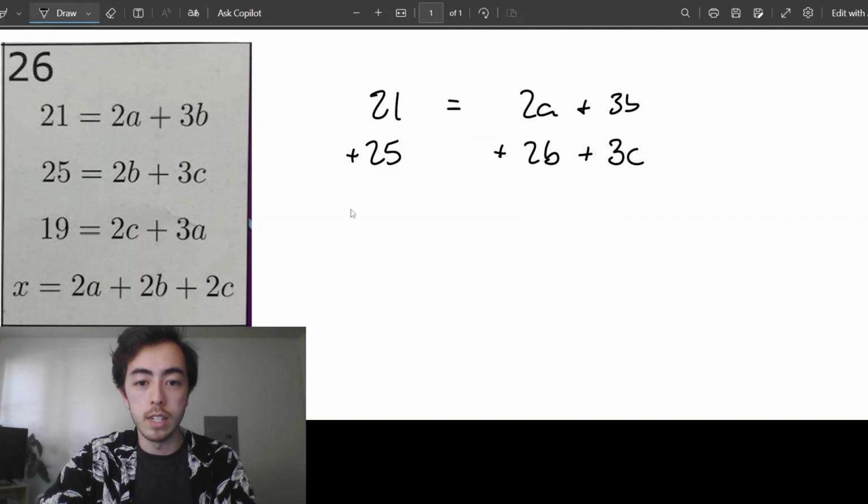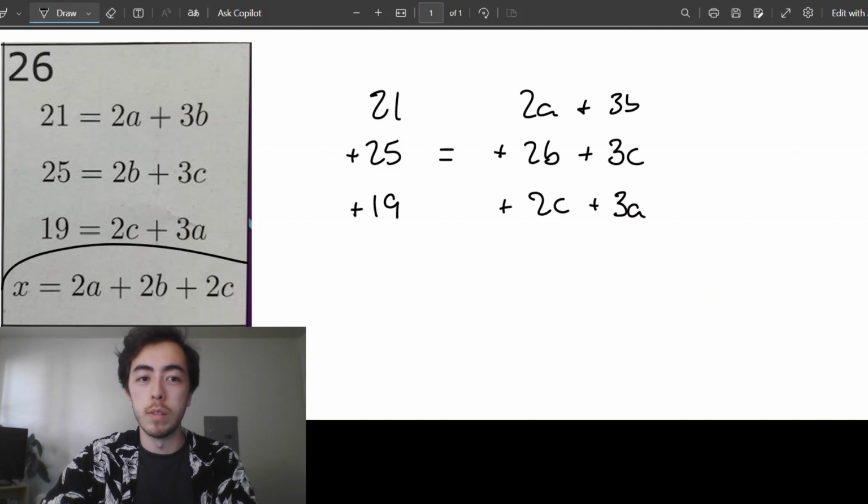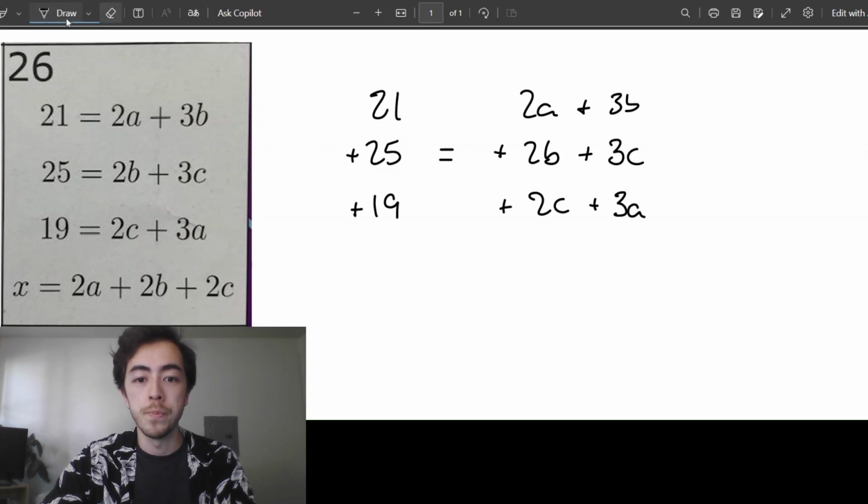I can add the 19 on the left side of my equation, and I'll keep it balanced by adding on 2C plus 3A to the right side of my equation. And the reason why I'm doing this is because I noticed some similarity between what I'm doing now and my target, this 2A plus 2B plus 2C.